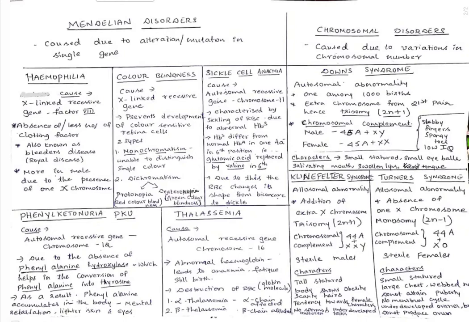In this video, I am going to explain how to revise genetic disorders within 10 minutes. See, genetic disorders are broadly classified into two types. The first one is Mendelian disorders, which is caused due to alteration or mutation in a single gene. The second one is chromosomal disorders, which are caused due to variations in chromosomal number. Now, let us move towards the first, Mendelian disorders.